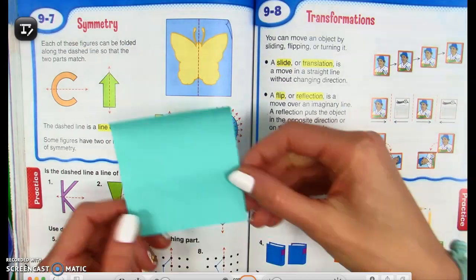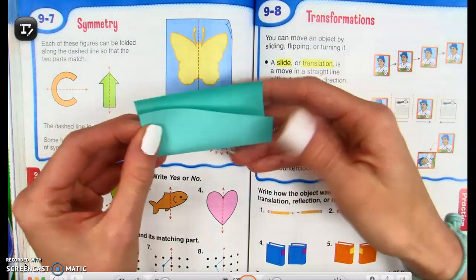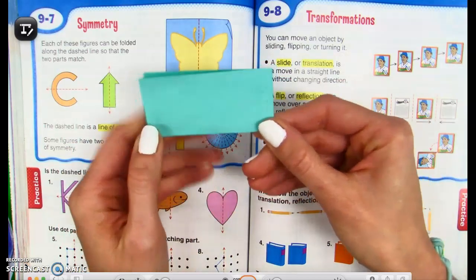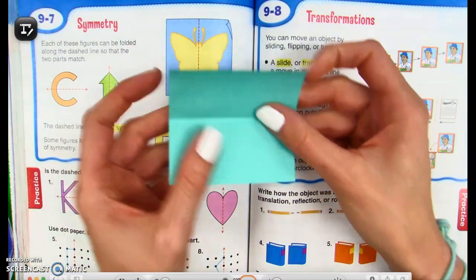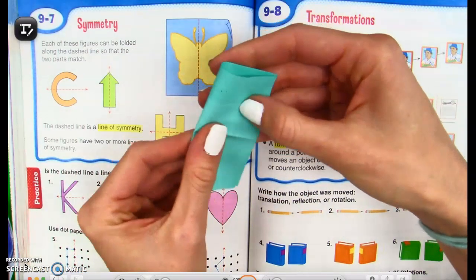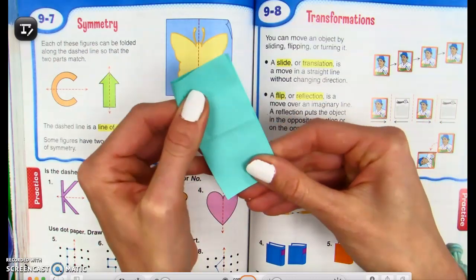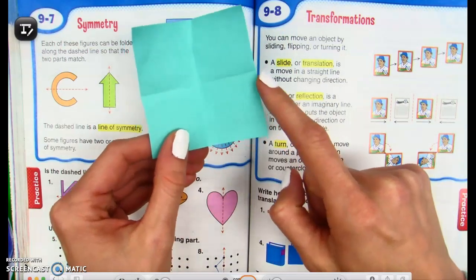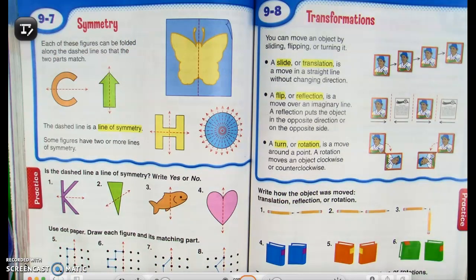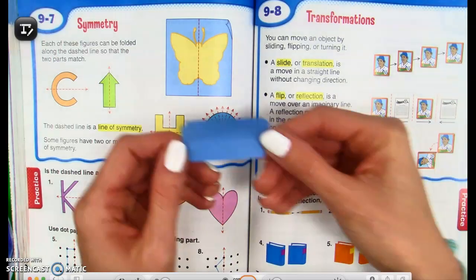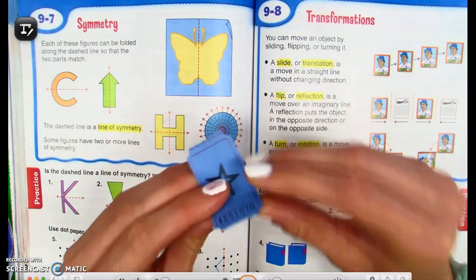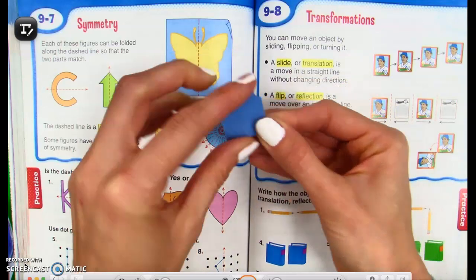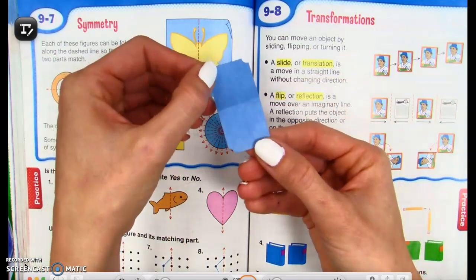Think about this sticky note here. If I were to put it this way, do the two parts match? Yes, they do, so that would be symmetrical. I could also do it this way, and the two parts match again. So I have a line of symmetry here, but I also have a line of symmetry here. Let's look at this ticket here. If I fold it that way, do the two parts match equally? Yes. So we would call that our line of symmetry.